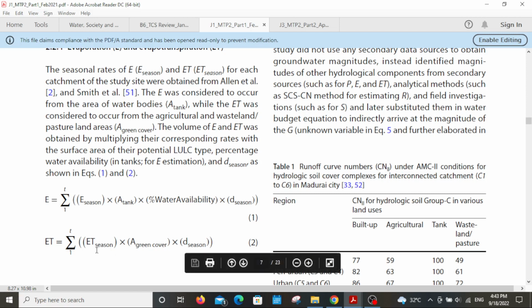Here too, we assume that the evapotranspiration is occurring from agricultural land, which is the green cover of the study region. So the area of the green cover is multiplied by the evapotranspiration rates, and since we are accounting for seasonal evapotranspiration, we are multiplying it by the number of days in each of the seasons to obtain the total volume of evapotranspiration.